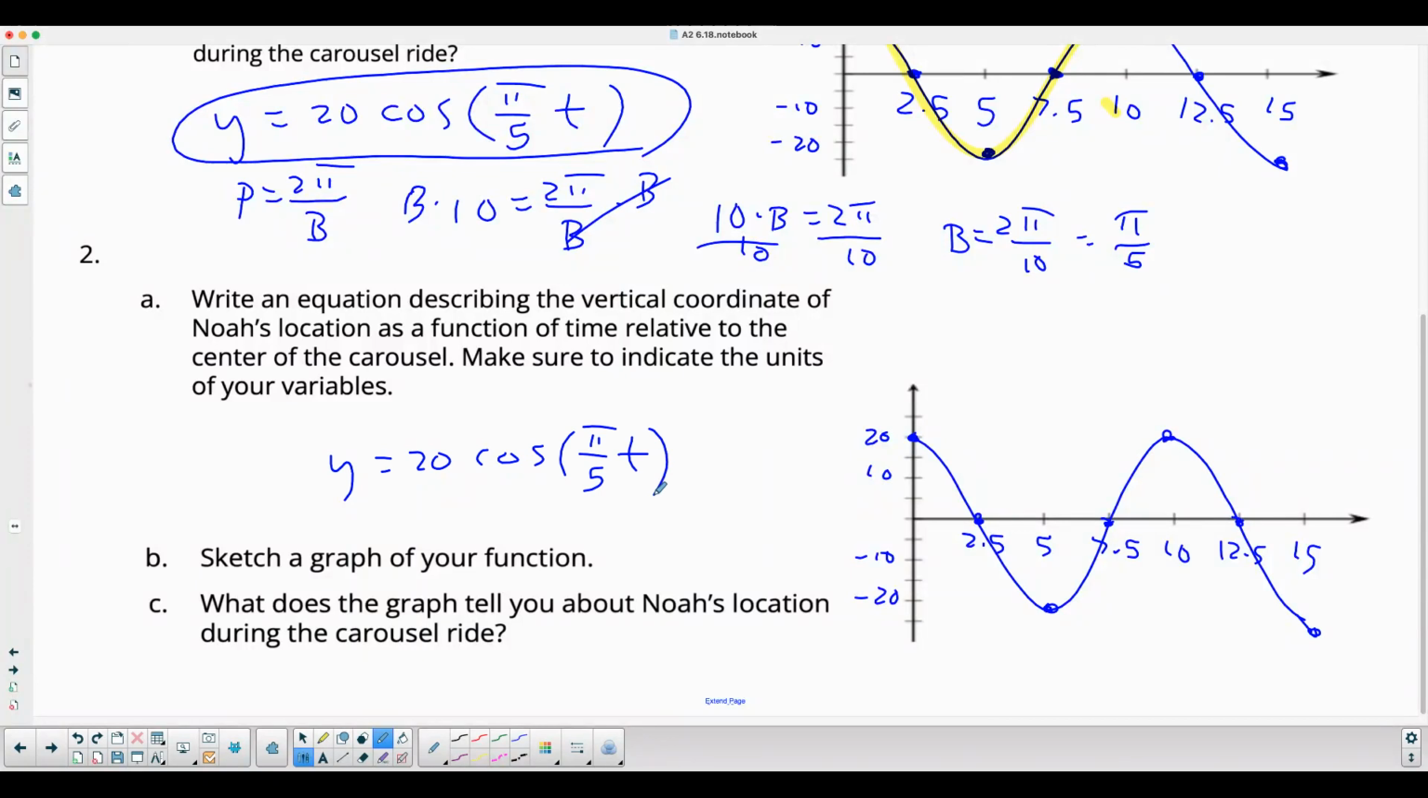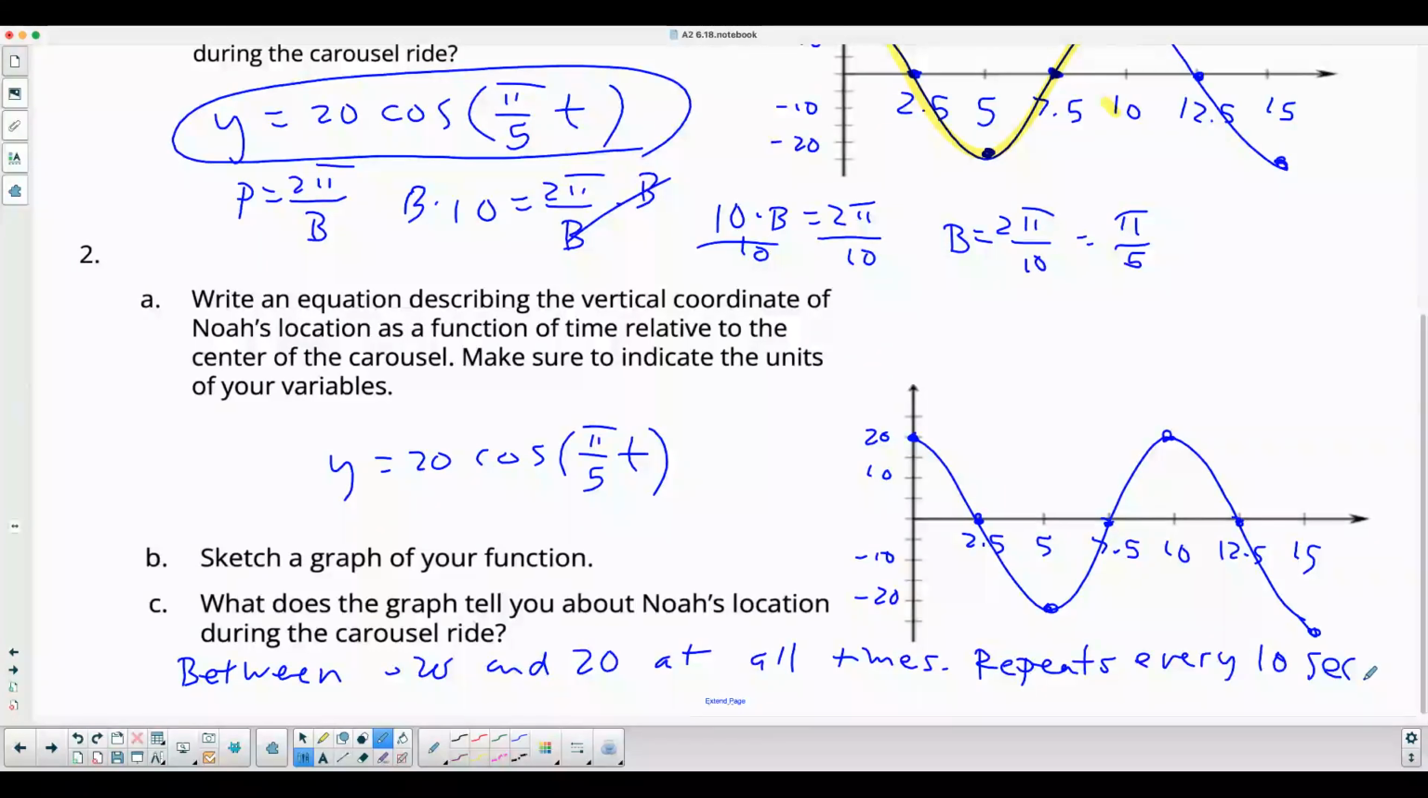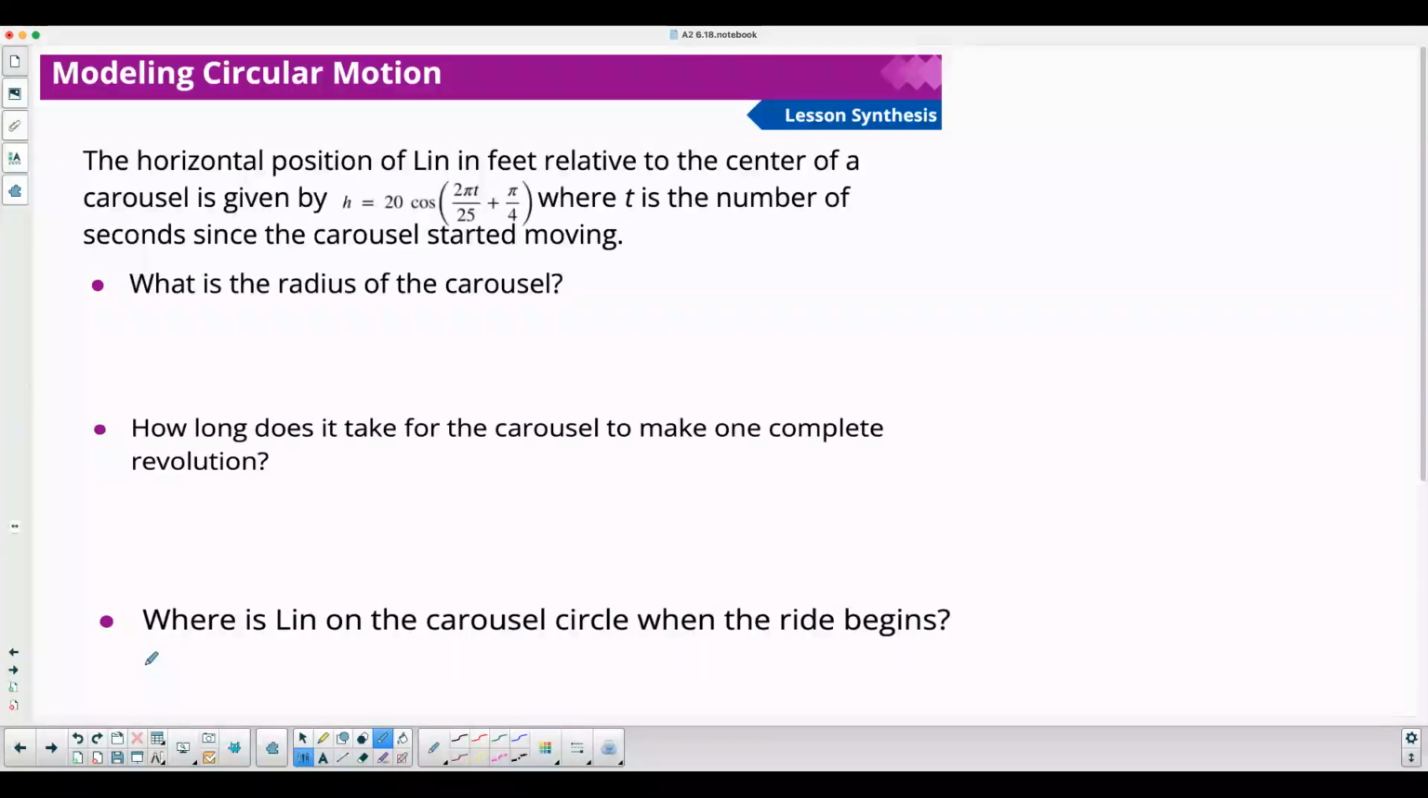What does the graph tell you about Noah's location during the carousel ride? I didn't answer that on the other question too. So we're going to say he's between negative 20 and 20 at all times. He repeats every 10 seconds. And that's going to be the same for up here as well.